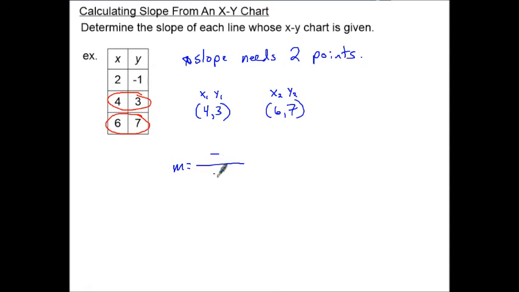M equals, minus signs, y2 minus y1, so in this case 7 minus 3, and then 6 minus 4, as I'm subtracting my x's. And then just work it out. 7 minus 3 is 4, 6 minus 4 is 2. And remember that reduces to 2/1, but a much better way of saying that answer is simply to say 2 all by itself.